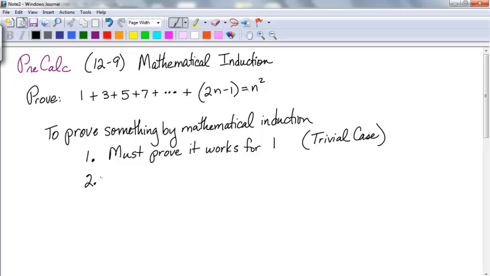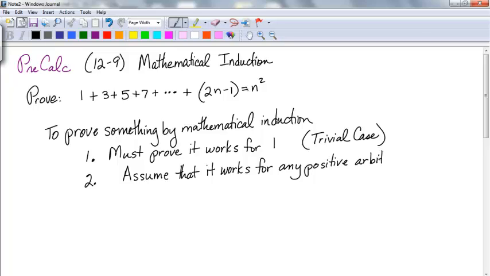Okay, the second step, you have to assume that it works for any positive, arbitrary k, and show it works for k plus 1.